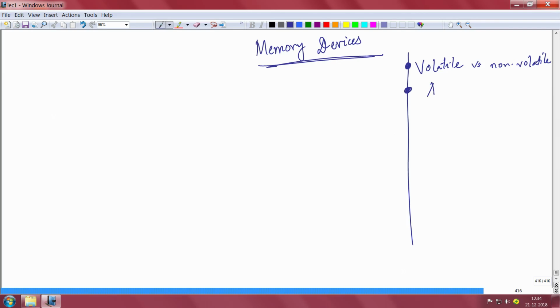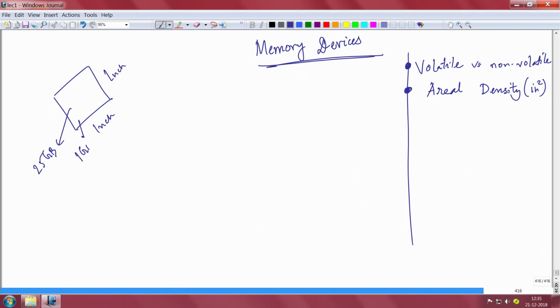One of the things is called areal density. Areal density is of information: how many kilobytes or megabytes or gigabytes of data can you store per square inch of physical space? Like, I have a memory that is 1 inch by 1 inch, a pen drive, hard drive, whatever. How much memory can I store? Can I store 25 GB, or maybe I can store 1 GB only, and so on and so forth, okay. That's called areal density. You want a very high areal density device. Do you know what is the maximum areal density today? We'll come to that, okay.